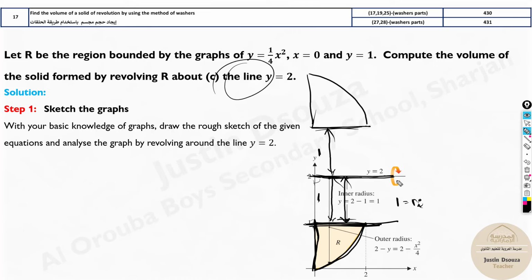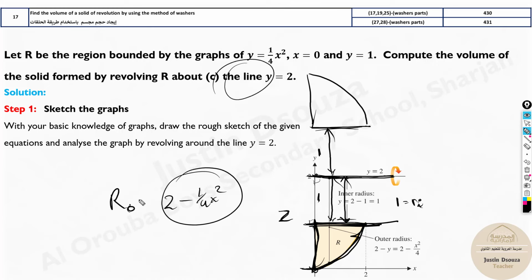Look from the point where it's being rotated or revolved. See the outermost point of the figure. It's still over here, right? What is this distance? We know from here where it's rotated, from this point to this point, it's 2. But you can see the curve is coming inside, so it'll be 2 minus whatever is this equation. That will be 2 minus, what's the equation of this curve? It is 1/4 x squared. So this must be the outer radius.